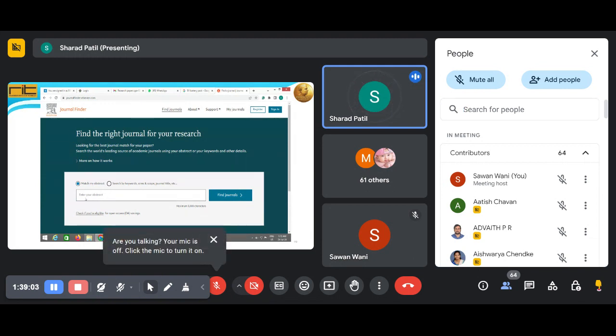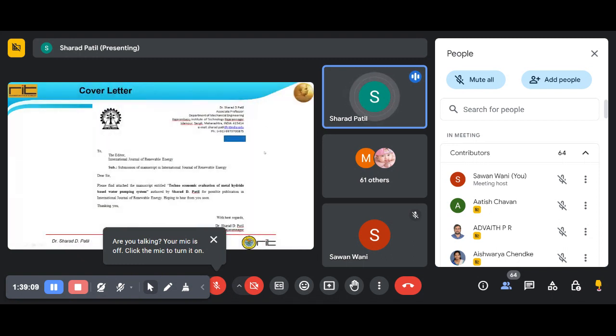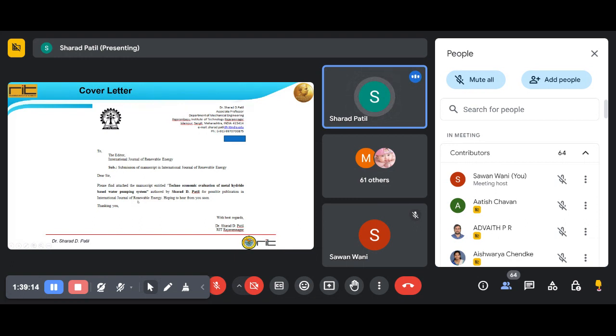Once you get the journals, there are some basic requirements to upload the paper. You are required to prepare a cover letter for the journal, and many publishers ask for this. I prepared one addressed to the editor, International Journal of Renewable Energy, subject: submission of manuscript. It says, dear sir, please find attached the manuscript titled, authored by authors, for possible publication in this journal. Hoping to hear from you soon.